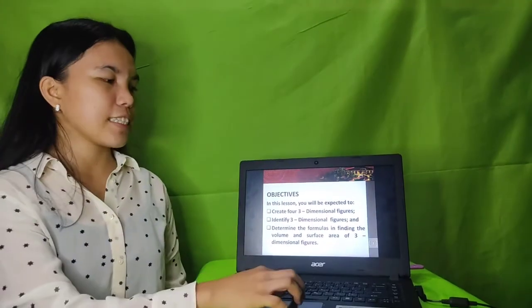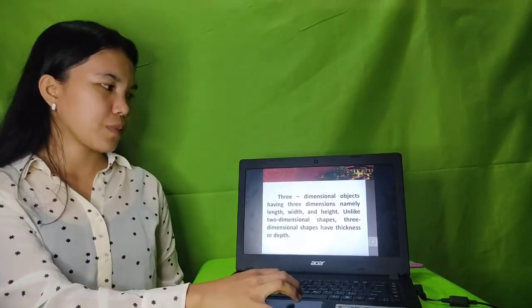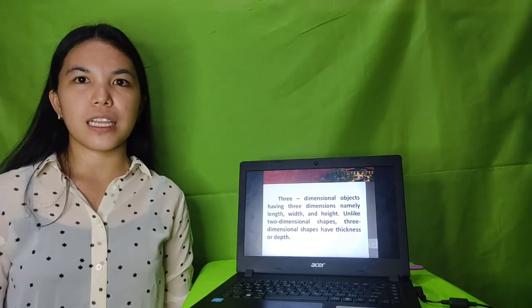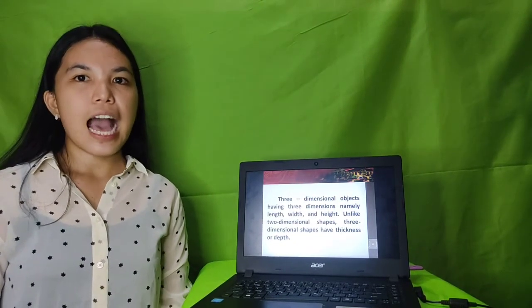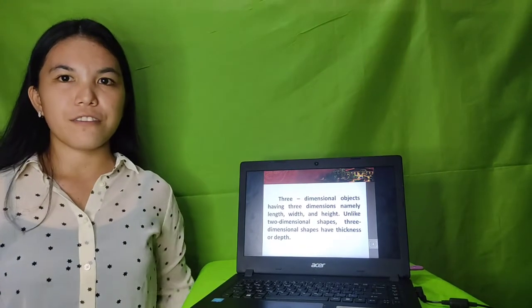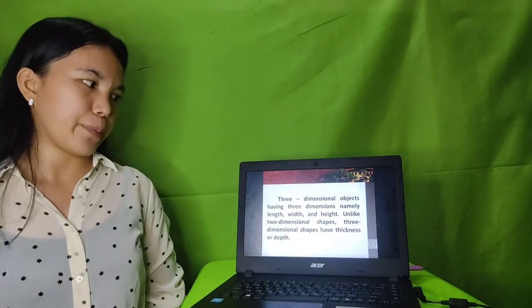So what are three-dimensional figures? Three-dimensional objects have 3 dimensions, namely length, width, and height. Unlike two-dimensional shapes, three-dimensional shapes have thickness or depth.